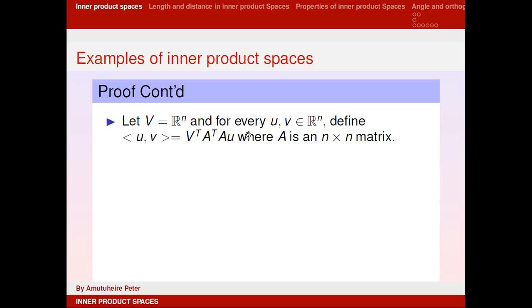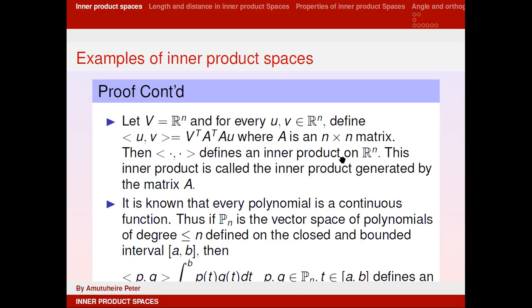This first V is the V for the element. This should be the V here, not the capital V. Where A is an n by n matrix, then we are defining an inner product on Rn. This defines an inner product on Rn. This inner product is called the inner product generated by matrix A.